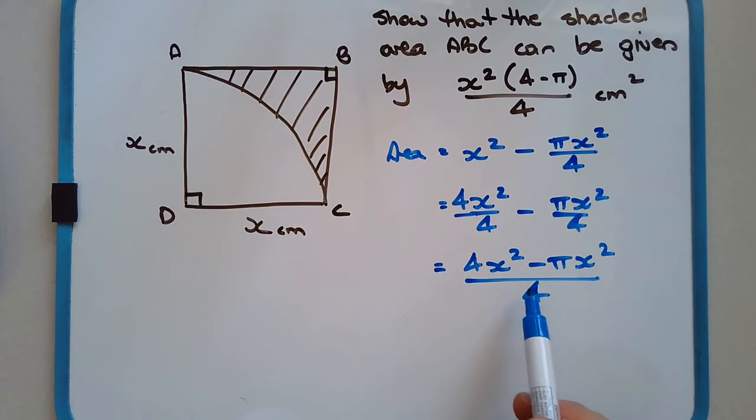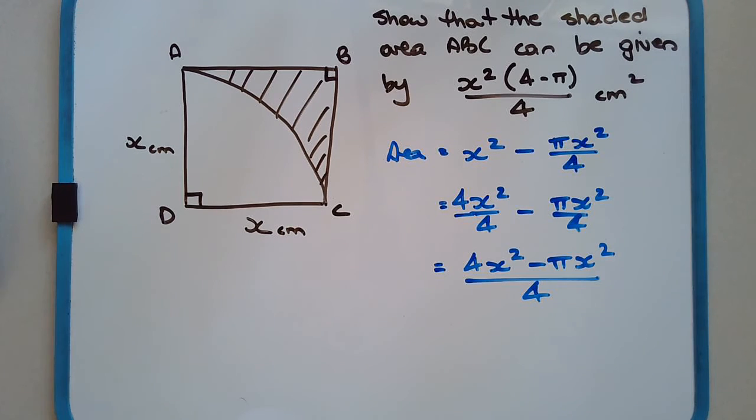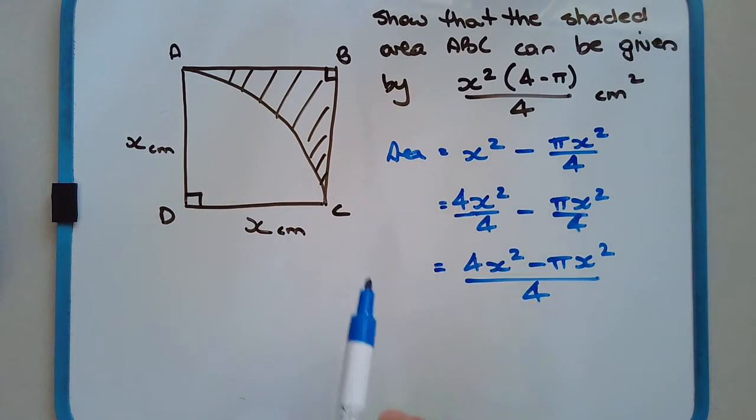Can you see now that it's starting to look like the answer we want? And we're not inventing things out of thin air. We're applying the theory of algebra to simplify this expression and make it look like what it's meant to look like. Now, one more thing to note is we've got x squared outside some bracket here, and that occurs through factorizing.